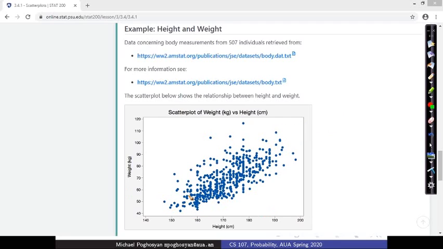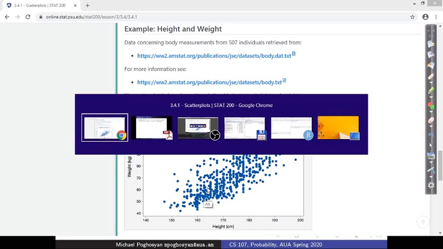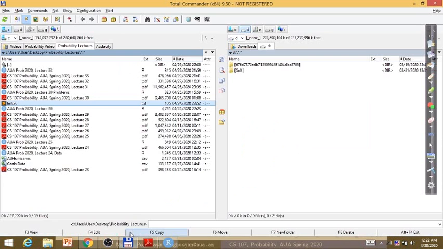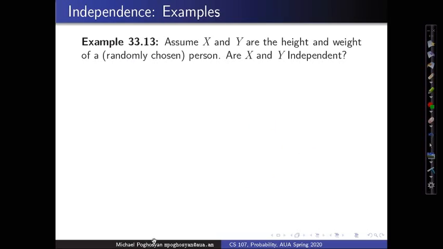Okay. So this much about that problem. Let's go back to our slides. This is not our slides. Okay, where are my slides? Yeah.